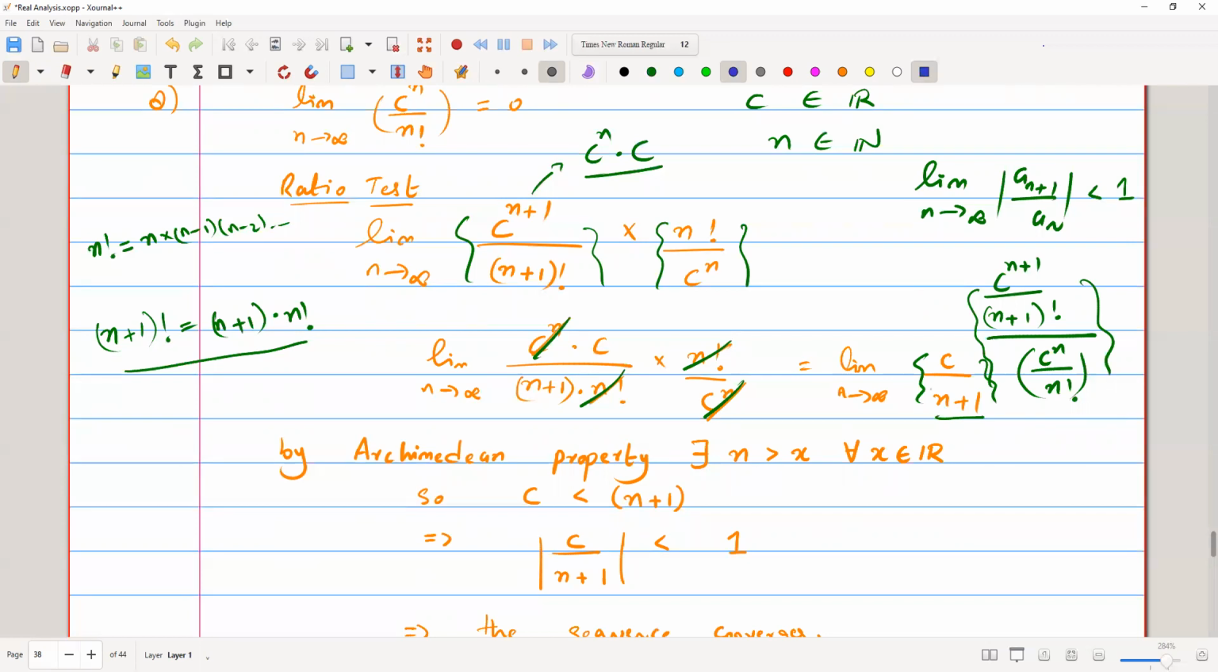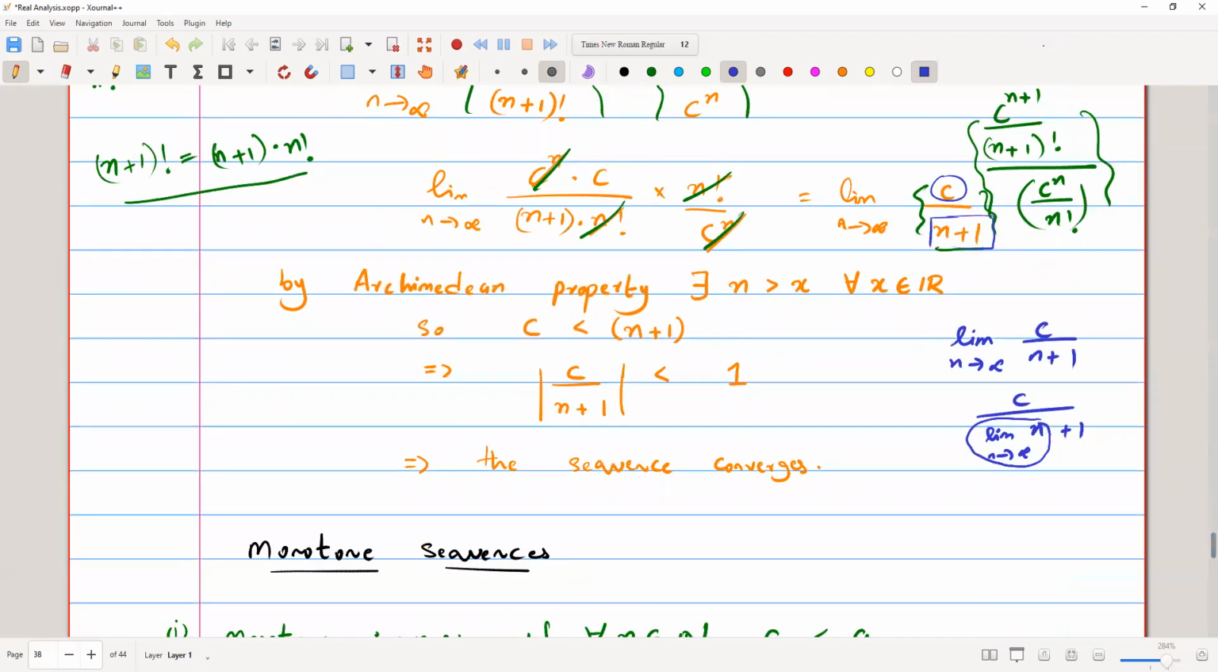So it means that this n plus 1 is always going to be greater than this c. And whenever we apply the limit, so the limit goes inside, the application of the limit will be like this: limit n tends to infinity, so it will be c over limit n tends to infinity of n plus 1. As this goes to infinity, the denominator goes to infinity, so c over infinity is going to be 0, which means that this is less than 1.